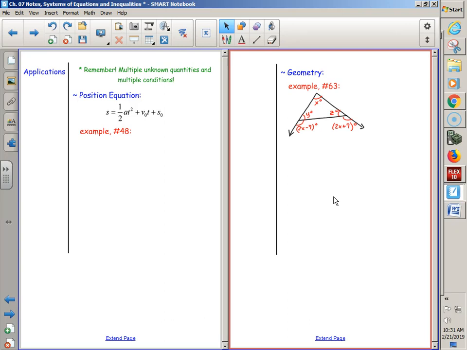One has to do with position, a position function. If you take physics, you'll talk a lot about position and velocity and acceleration, motion, movement.